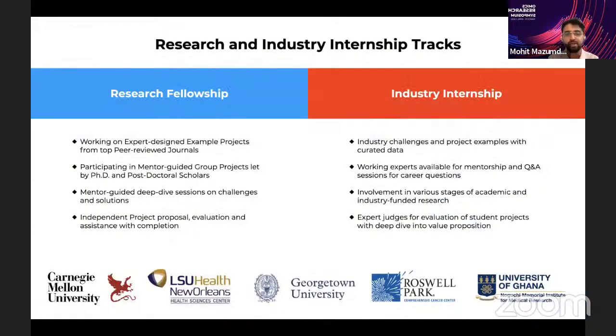So these internship tracks are divided. We have research fellowships where we help students and faculty to collaborate and develop these projects. And then once the student is capable and knows how to do this analysis, they get opportunities such as industry internships, where they are getting paid for doing these analyses for specific programs, specific groups, and specific research labs.